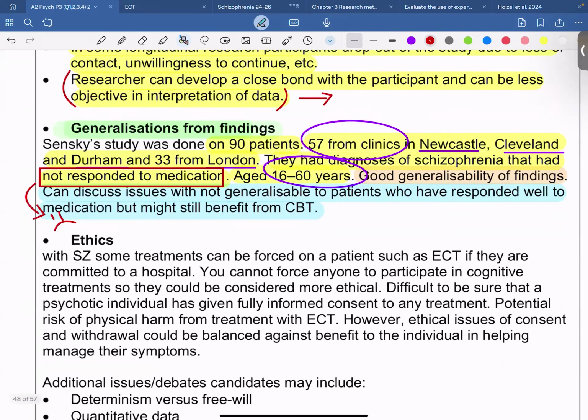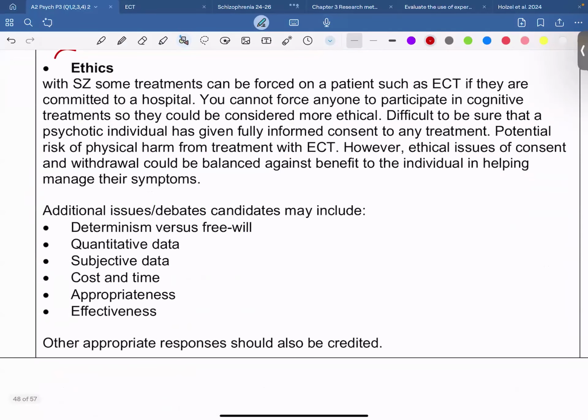Moving on to another issue that could be put to use for evaluation, and this is ethics. With schizophrenia, some treatments can be forced on a patient, such as ECT, if they're committed to a hospital or if they're admitted in a hospital. You cannot force anyone to participate in cognitive treatments because they are very demanding and they require a lot of commitment from the patient himself or herself. So the patient needs to be motivated.